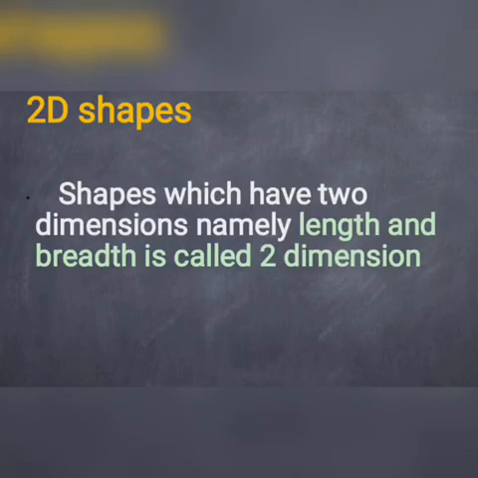What is the meaning of 2D shapes? Shapes which have two dimensions, namely length and breadth, are called 2-dimension shapes. That means 2D shapes contain only length and breadth. 2D shapes are also known as 2-dimension shapes.